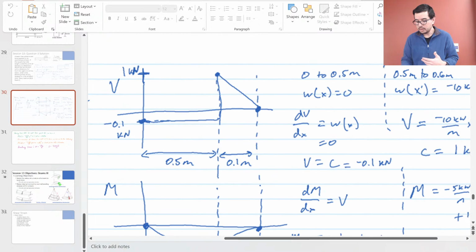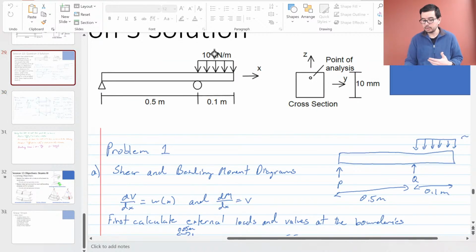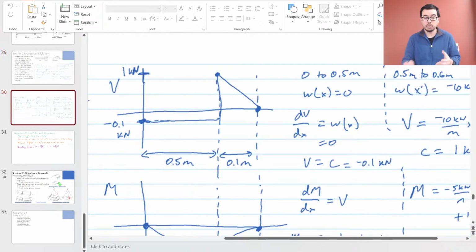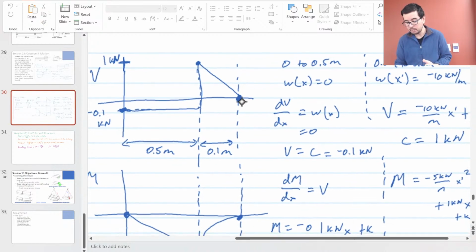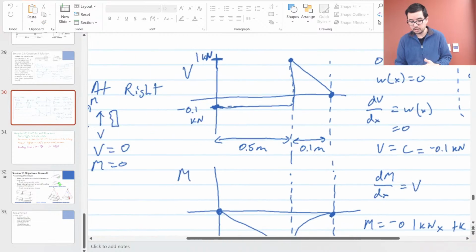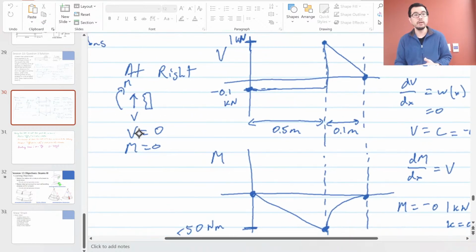Then we ask ourselves what's happening from here to here. There is a distributed force being applied there, so we have to integrate it. That distributed force has a negative W naught, the W naught being 10 kilonewtons per meter, or minus 10 kilonewtons per meter. So then we're going to have a downward slope, and it has to come out to meeting the boundary condition that we already solved for at the right.